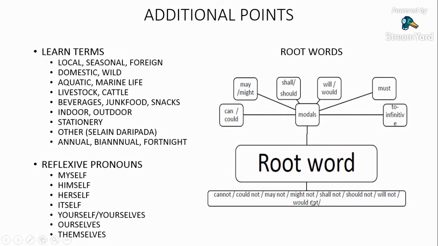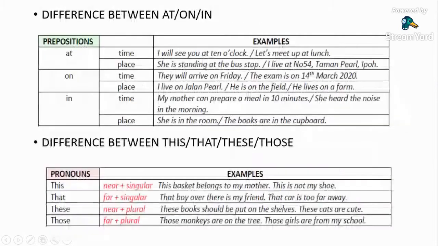Root words. What do we use for root word? Modals, to infinitive, can. Root word, for example, can you go? So if there is can, it must be go. You cannot write went. Just like to go, to come and stuff like that.